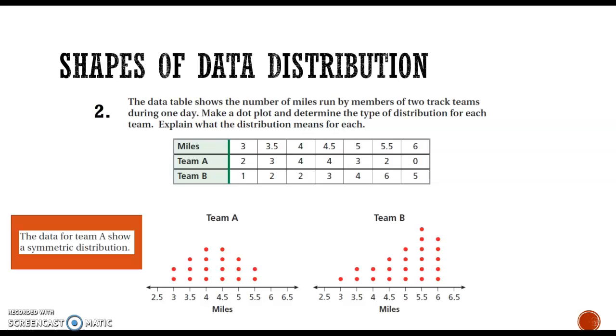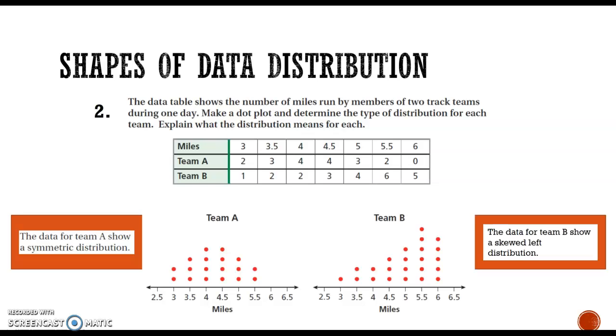For team A, the data seems to be a symmetric distribution. For team B, the data is showing a skewed left distribution because it's going down to the left. The tail, or the shorter end of our hill here that's formed by our graph, is on the left side. And A is symmetric because if I drew a line down the center, this one's an exact mirror image.